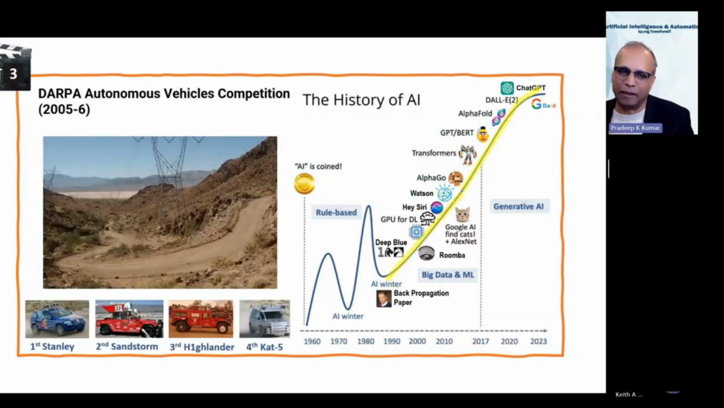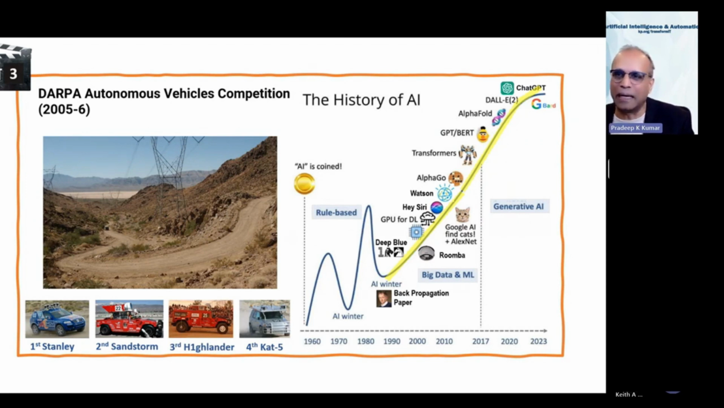And then from an autonomous car standpoint, in 2005, DARPA put together this autonomous vehicle competition. And the challenge was to go through a 131-mile route through the deserts in Nevada. And in the 2005 competition, nobody won, right? But in a subsequent competition, there were four teams that managed to complete the entire route.